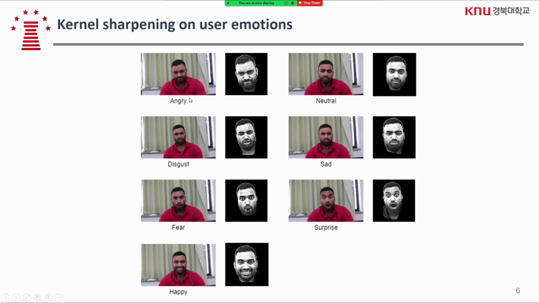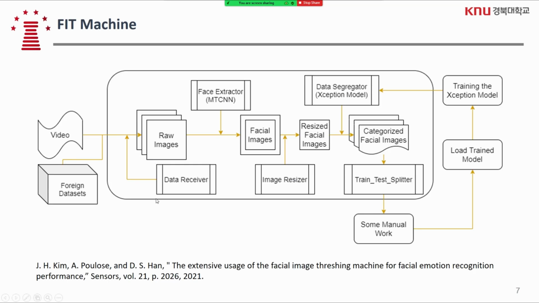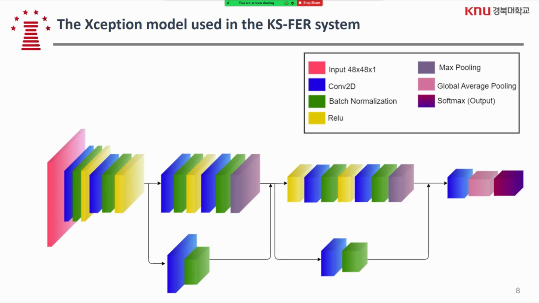So here is our result of kernel sharpening on user emotions. We consider 7 emotions: angry, neutral, disgust, sad, fear, surprise, and happy. We applied kernel sharpening image processing techniques and converted our raw images into a new form of images, which gives more features to the deep learning model. Here is our previously proposed fit machine. This machine is used for image cropping and resizing. And next is our Xception model we used for classification. Here is the architecture we used for our emotion recognition. It's a basic Xception model.